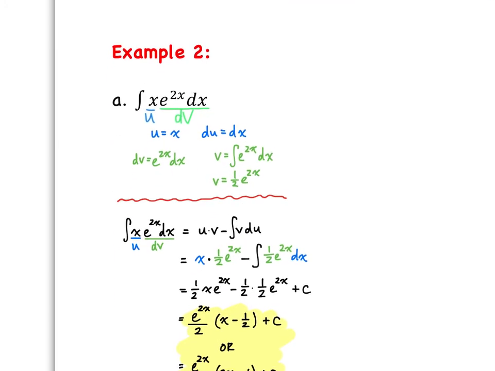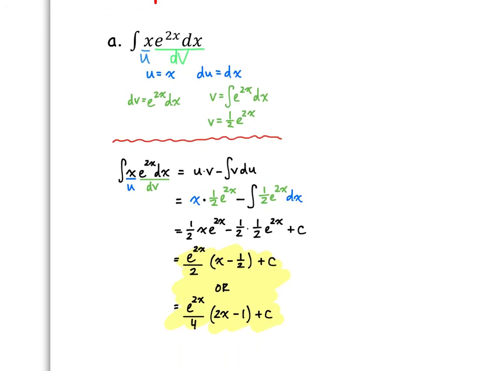We can go ahead and use our integration by parts. This is our original integral, and like I said, we break it up as the integral of u dv, and this is our formula: equals uv minus the integral of v du. Now we just make our substitutions. u is x, v is 1/2 e to the 2x, minus the integral of our v, 1/2 e to the 2x, times du, which is dx.